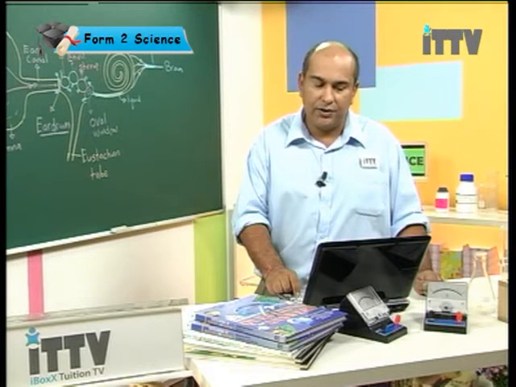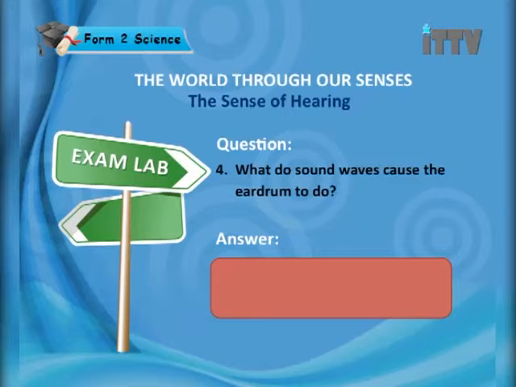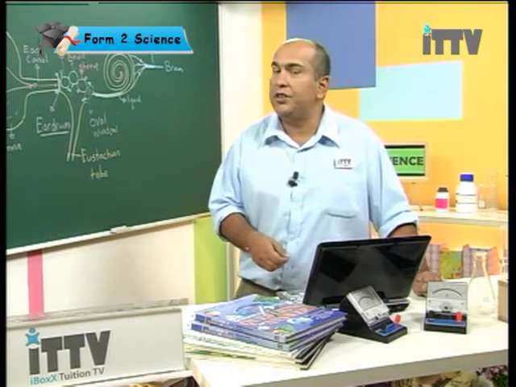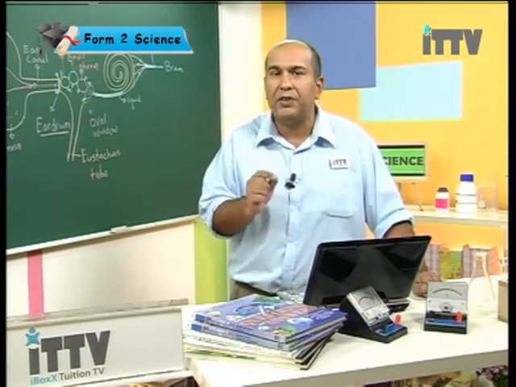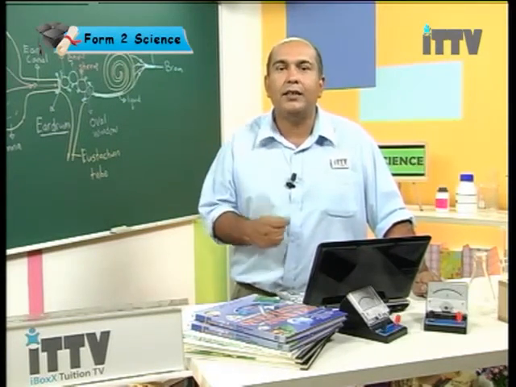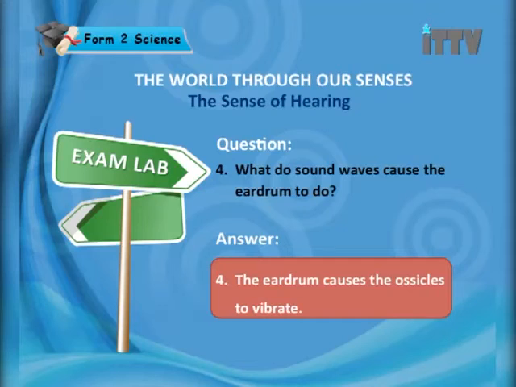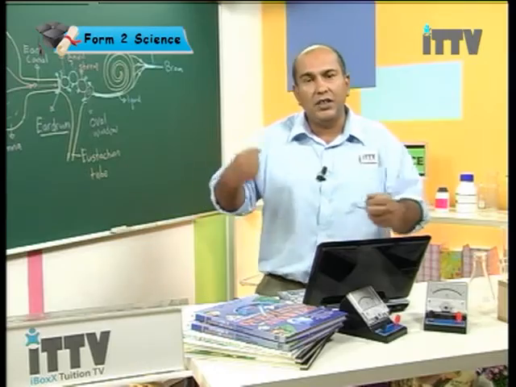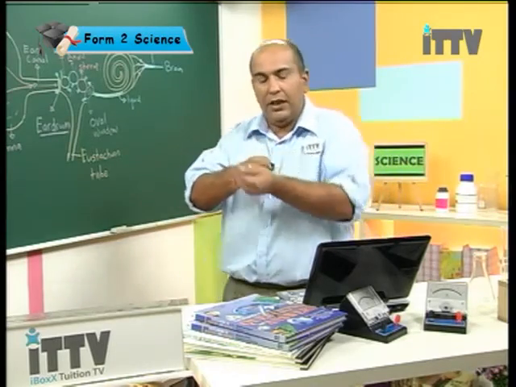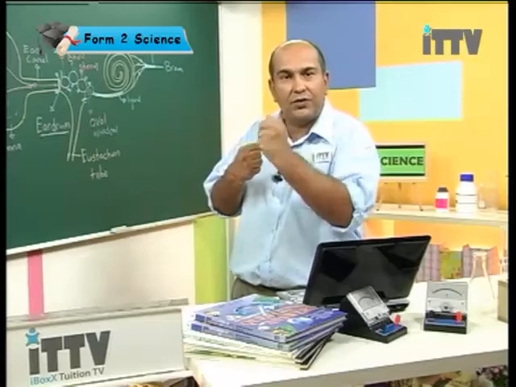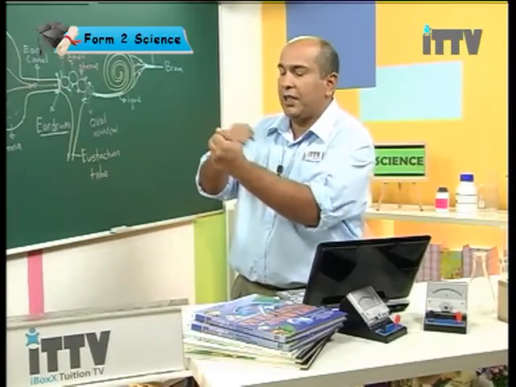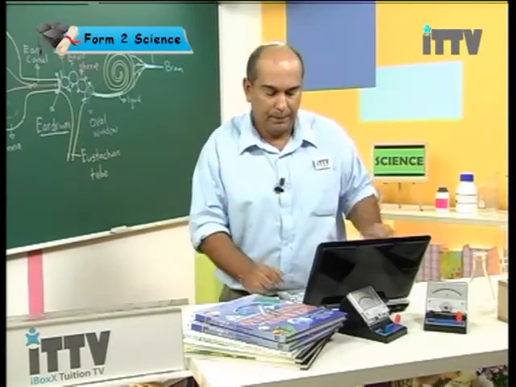Let's try another question. What do sound waves cause the eardrum to do? Look, we've just done this question. You should be able to answer this. What happens to the eardrum when it is hit by sound waves? Let's have a look at the answer. The eardrum causes the ossicles to vibrate. So remember, the ossicles are connected to the eardrum. When the eardrum starts to vibrate, the ossicles have to start to vibrate at the same time.